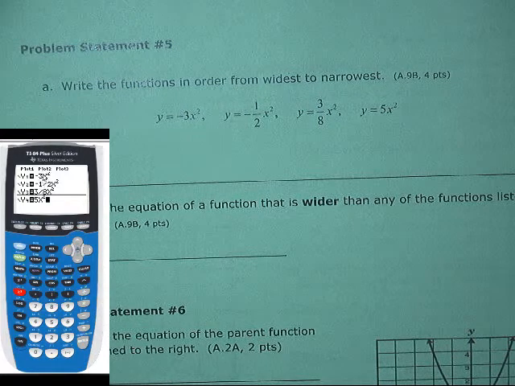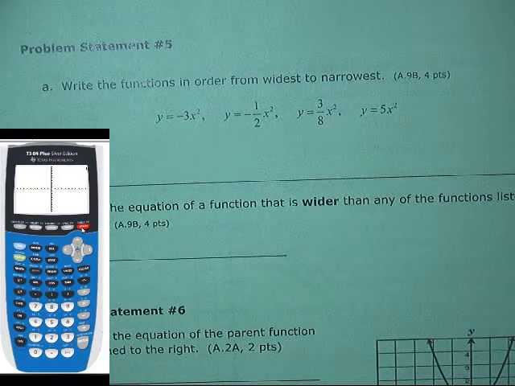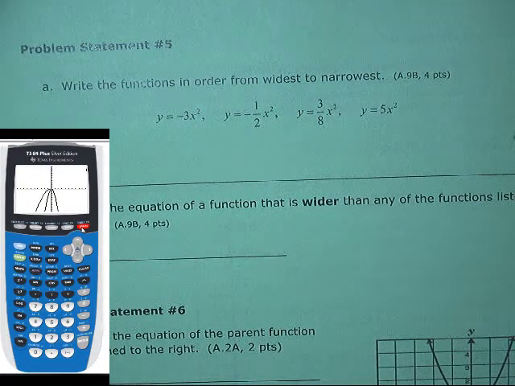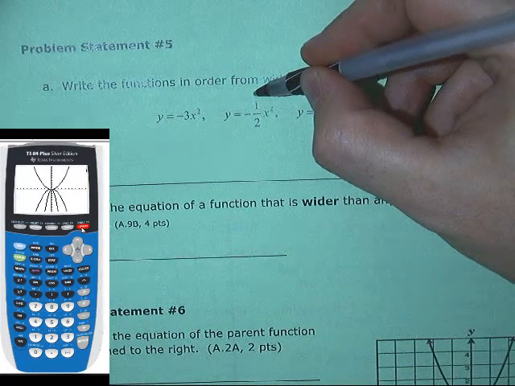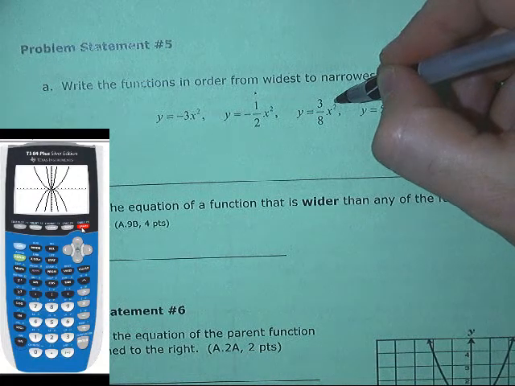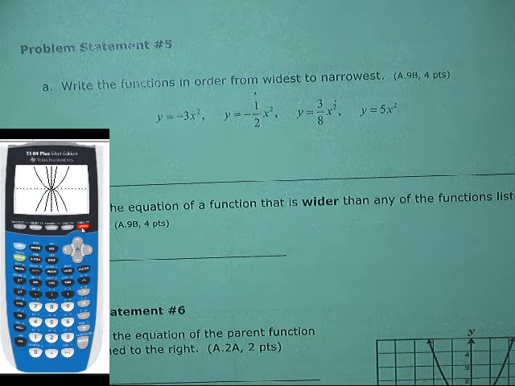Now remember, when we graph these, they're going to go in order. So we can watch and see which one's the narrowest and which one is the widest. And I'm going to keep track of those on here. See, there's the first. Looks like the second is bigger than the first. And the third seems to be the widest still. And the fourth is going to be the narrowest. So now I realize that thing can go pretty fast.